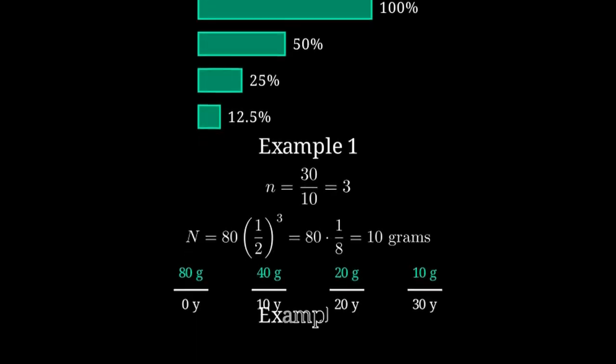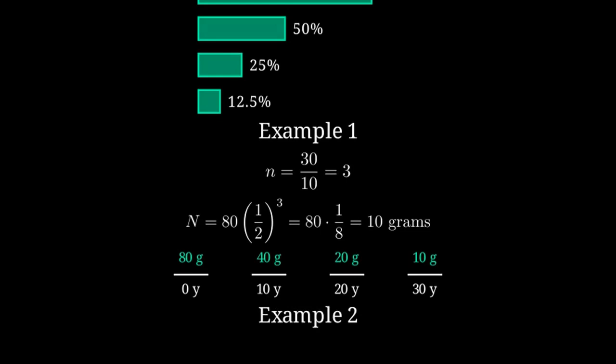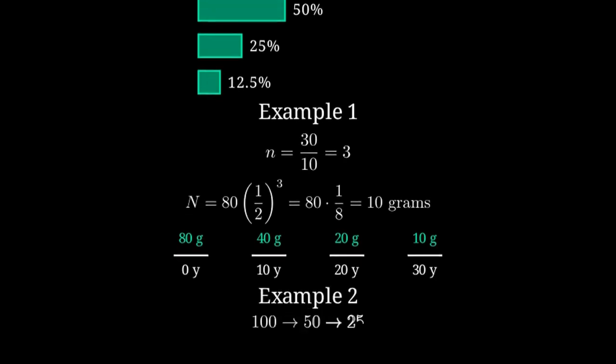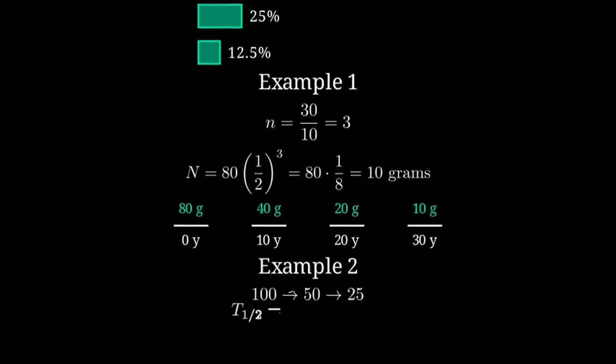Example 2. A sample of 100 milligrams decays to 25 milligrams in 12 hours. What is the half-life? First, count how many times it halved. Then divide the total time by that number.